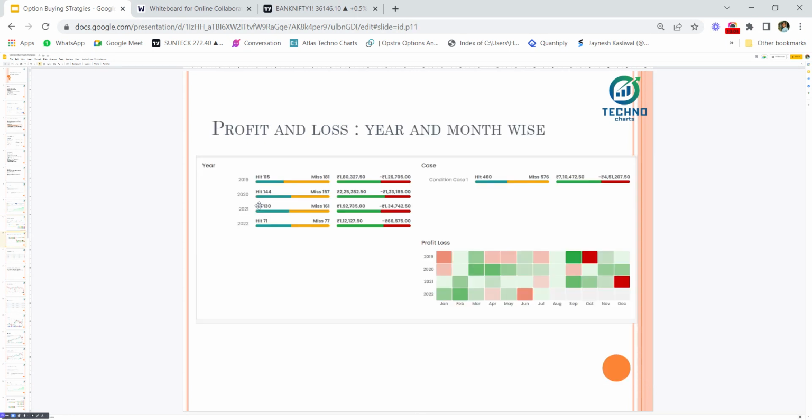So this was the backtesting that I have provided of Nifty in the Twitter thread, and the detailed backtest of this strategy is provided in the description below. You can download this PDF. All right. So you can see this profit and loss year and month wise.